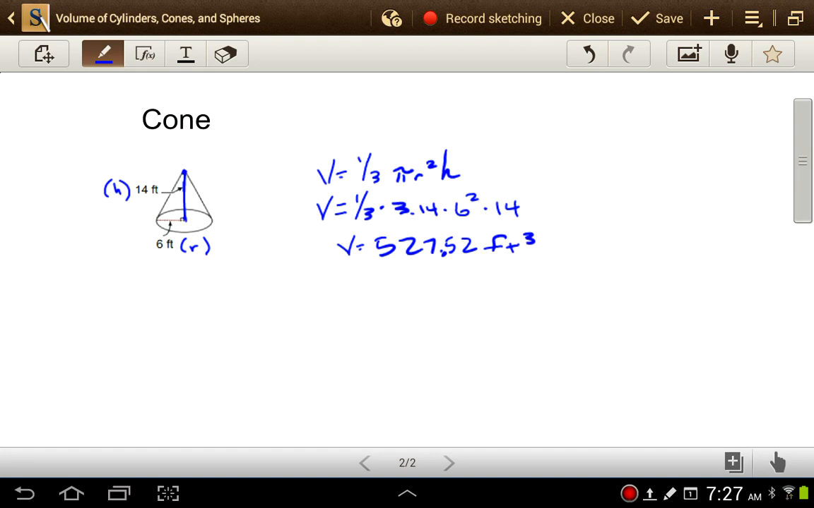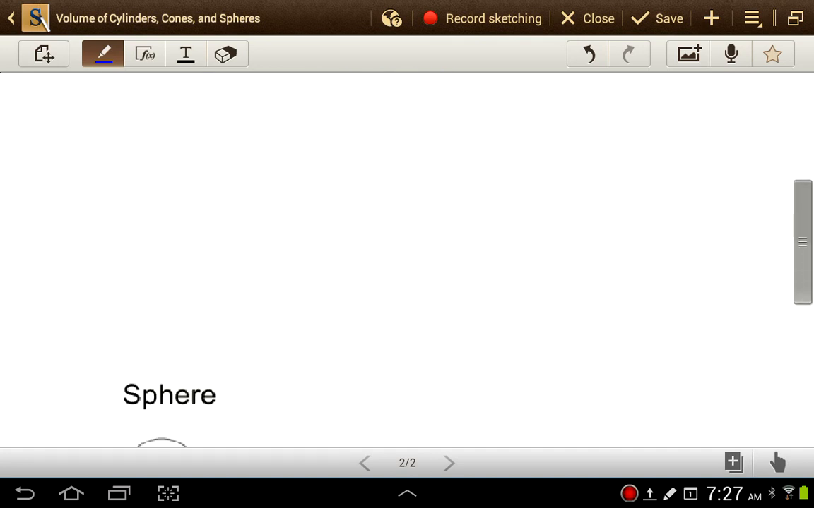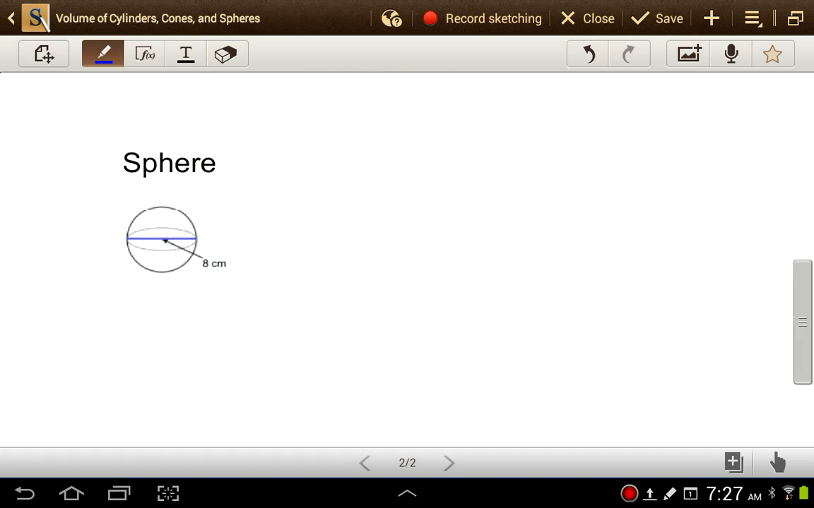Okay, and for our last example, I'm going to move on to the sphere. And for the sphere, we're going to use our formula, which is volume equals 4/3 pi r cubed. Again, I'm going to do 4 divided by 3 in the calculator. So volume equals 4/3 times 3.14 times my radius is 4. Remember, 8 here is the diameter. That's the whole circle, so I want just half the circle, so my 4 is going to be my radius. So times 4 to the 3rd power.